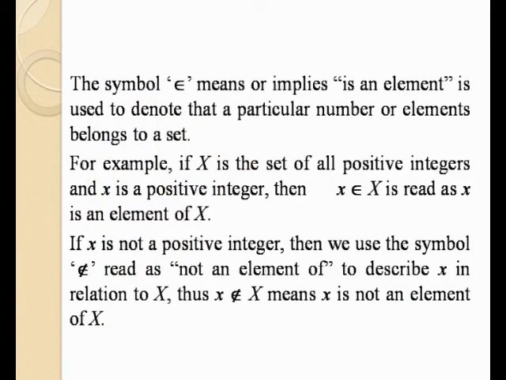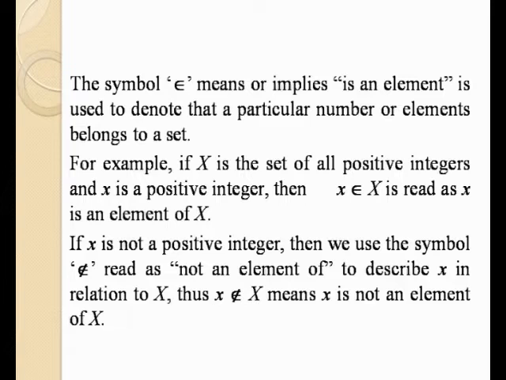A symbol that looks like E, but not capital letter E, means or implies is an element of. This is used to denote that a particular number or element belongs to a set. For example, if capital letter X is a set of all positive integers and small letter x is a positive integer, then we can say that small letter x is a member of X, which is read as x is an element of X.